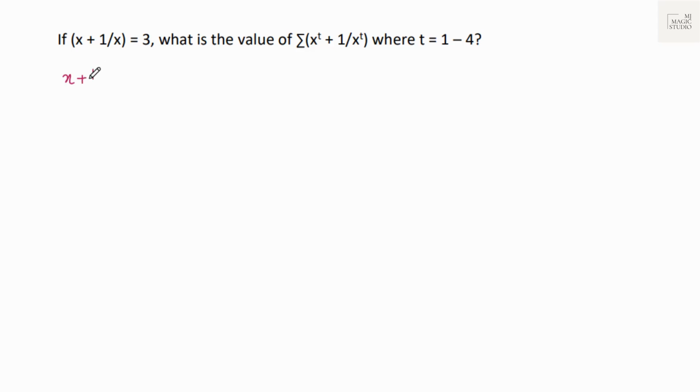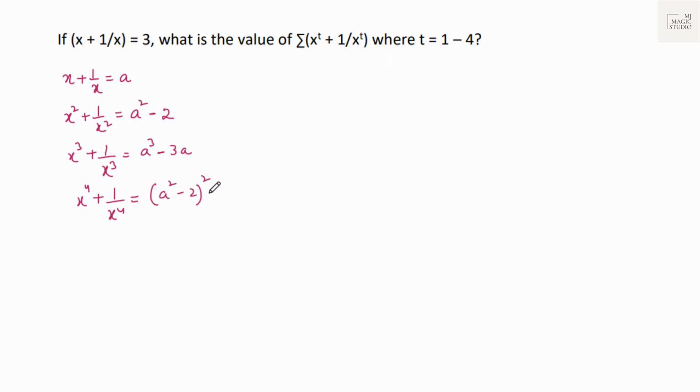If x plus 1 by x is equal to a, then x square plus 1 by x square, squaring this, is a square minus 2. x cube plus 1 by x cube, you will get this value if you cube on both sides: a cube minus 3a. x to the power 4 plus 1 by x to the power 4 is the square of x square plus 1 by x square. That is a square minus 2 whole square minus 2. Use it and let me know the answer.